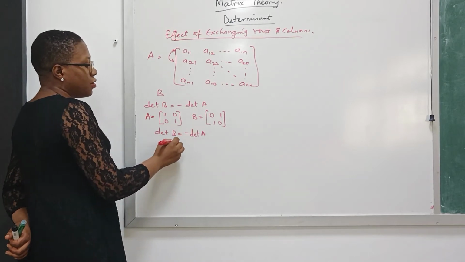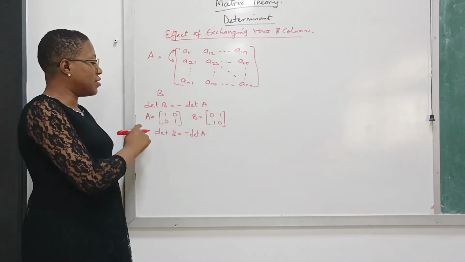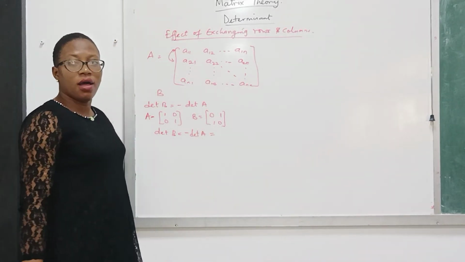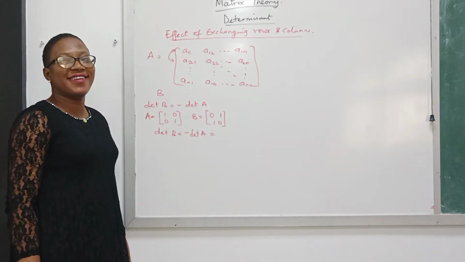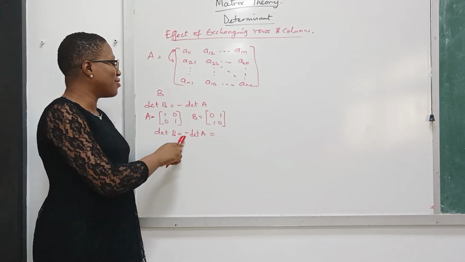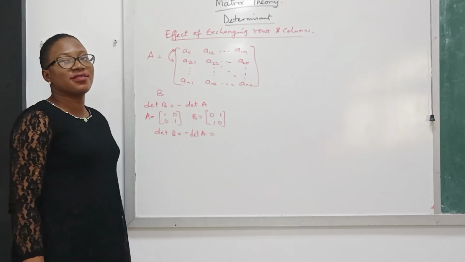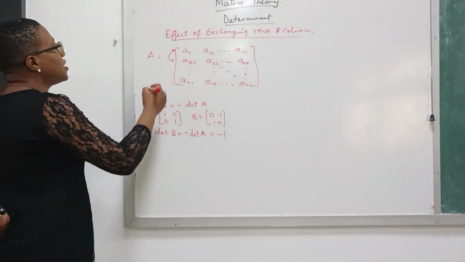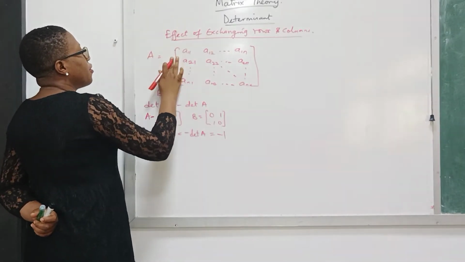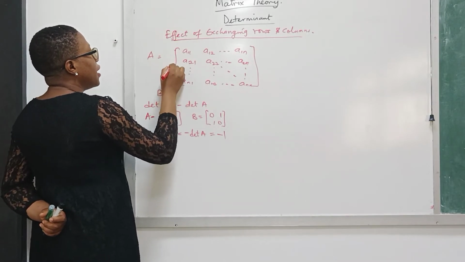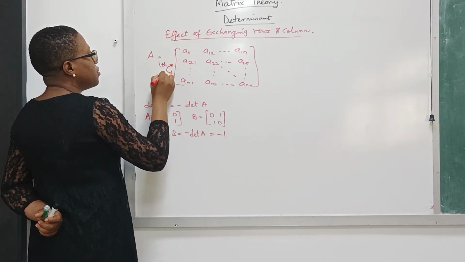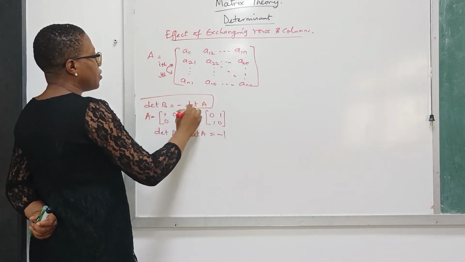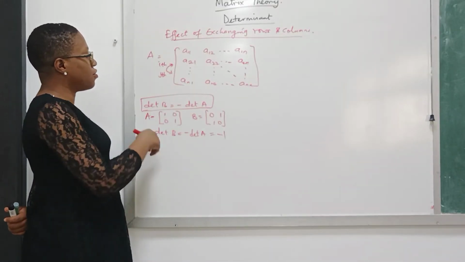So what's the determinant of B? First of all, what's the determinant of A? 1. So what's the determinant of B? Determinant of B is equal to minus determinant of A. It's minus 1. So if I exchange two rows, the i row and the j row, to get a new matrix B, then the determinant of B is minus the determinant of A, where B is the new matrix.